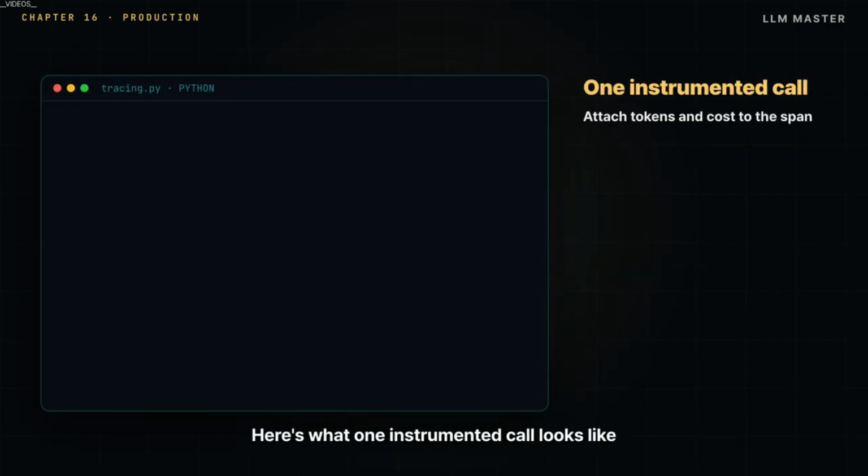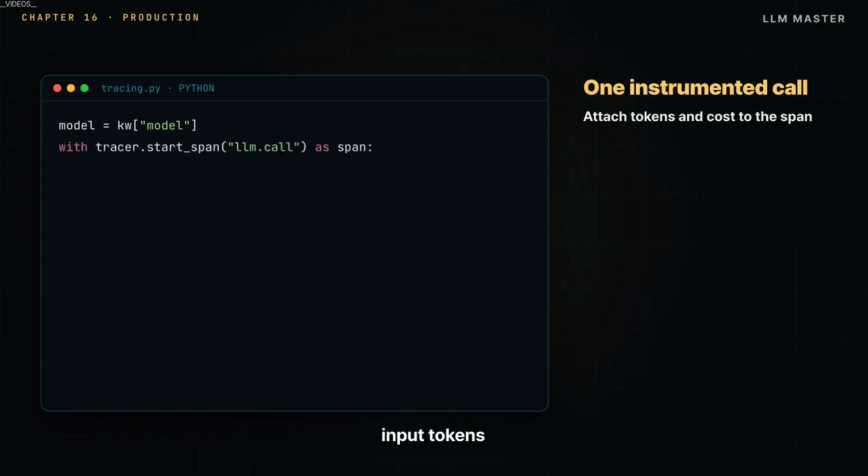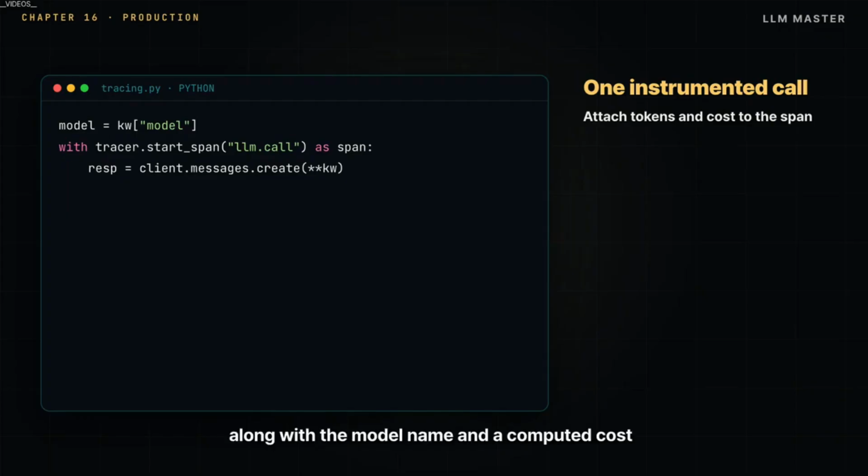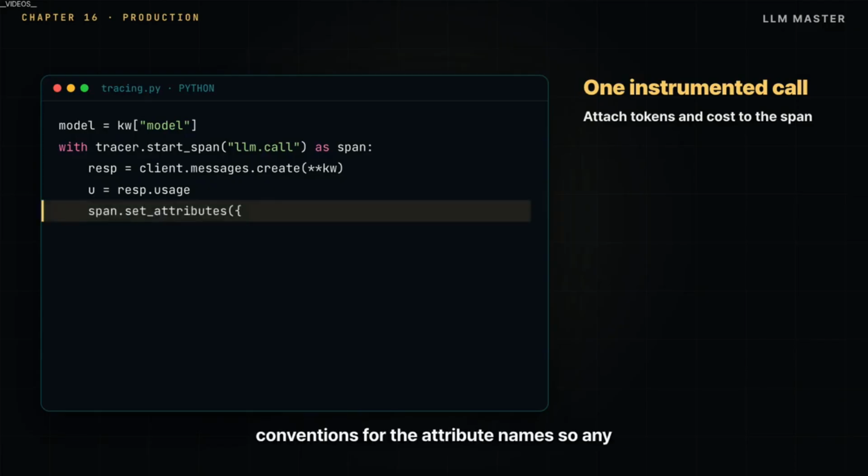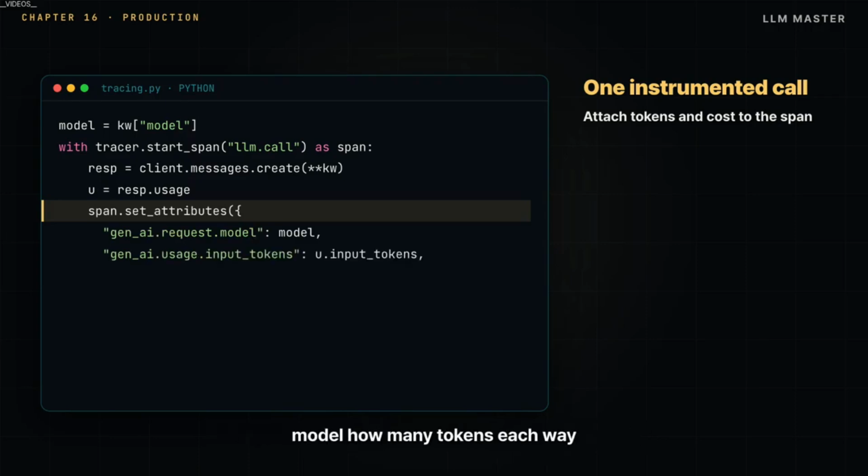Here's what one instrumented call looks like. You open a span around the model request, and when it returns, you pull the usage object off the response, input tokens, output tokens, and attach them as span attributes, along with a model name and a computed cost. Use the OpenTelemetry GenAI semantic conventions for the attribute names, so any backend understands them without custom parsing. Now that single span carries everything: which model, how many tokens each way, and what it cost.